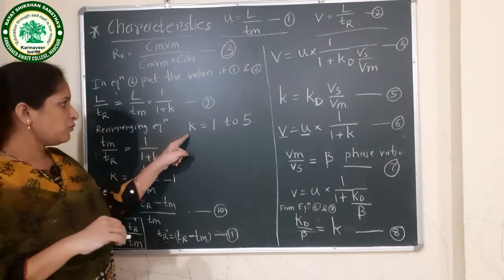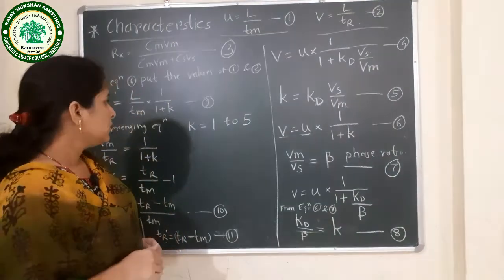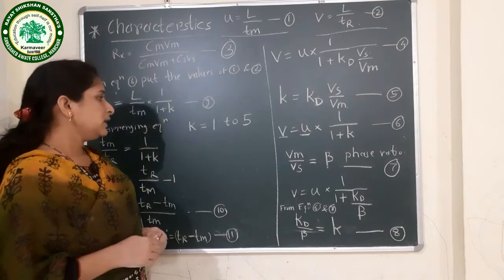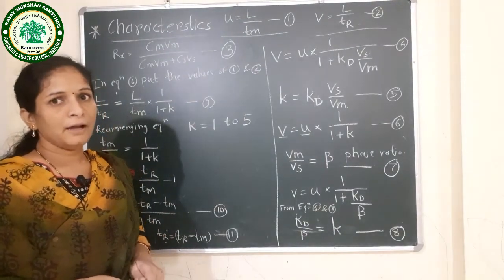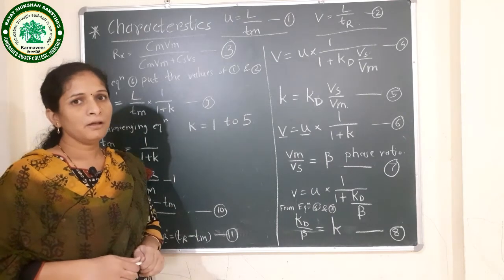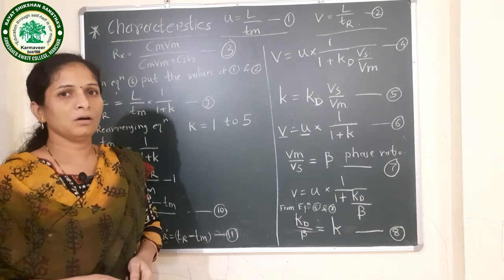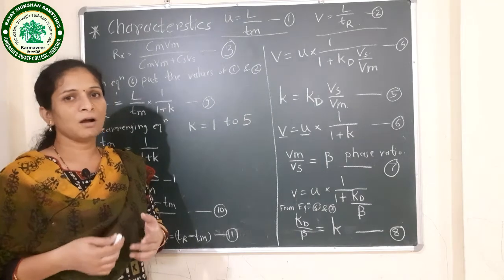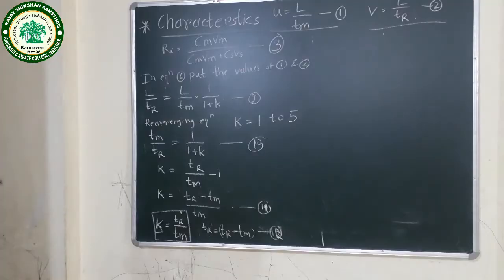If this value of k is less than 1, then what happens? The solution will flow at a fast rate and the retention time will be very low. That's why separation will not occur. All the components come with the mobile phase and there will be no separation.